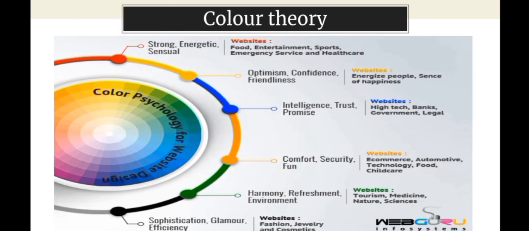So, let's go with the color theory. I have this graphic information wherein pinapakita kung ano nga ba yung kahalagahan or yung definition ng mga colors sa website. So, I have here red for strong, energetic, sensual, yellow for optimism, confidence, friendliness, blue for intelligent, trust, promise, orange for comfort, security, fun, green for harmony, refreshment, environment, black for sophistication, glamour, and efficiency.